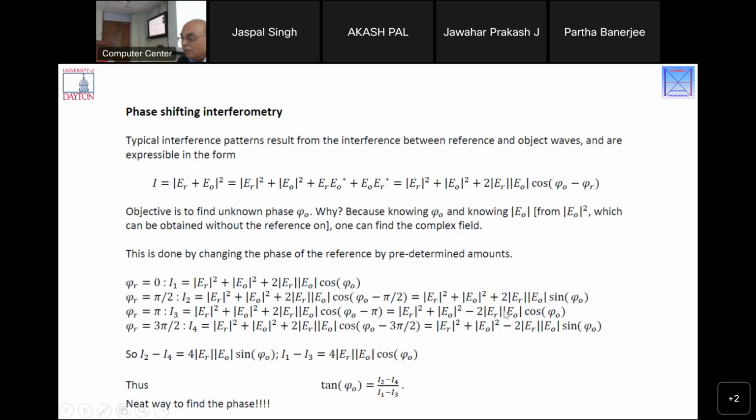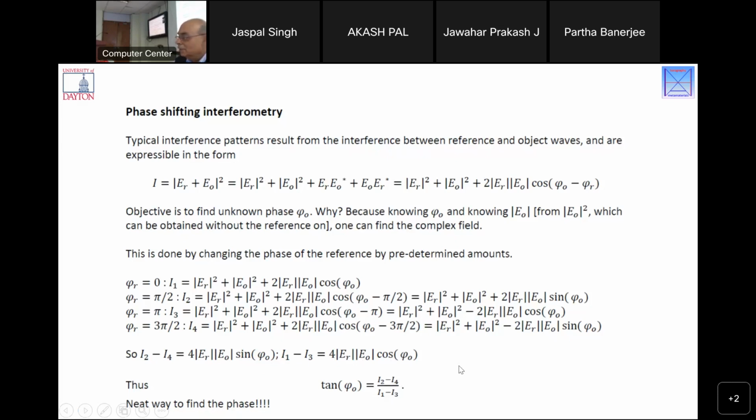Now see here, if I subtract I2 and I4, so I2 minus I4, what happens? The first two terms, of course, cancel out. What am I left with here? I'm left with 4 ER EO sine phi o. Are you okay with this? Same thing, I subtract I3 from I1. What do I get? Same thing, but now times cosine phi o. Well, divide one by the other. Guess what? You get the tangent of phi o. And the tangent of phi o is very simple: I2 minus I4 divided by I1 minus I3.